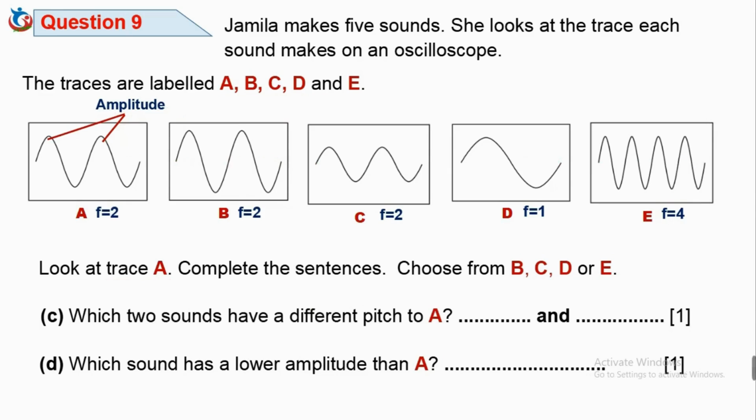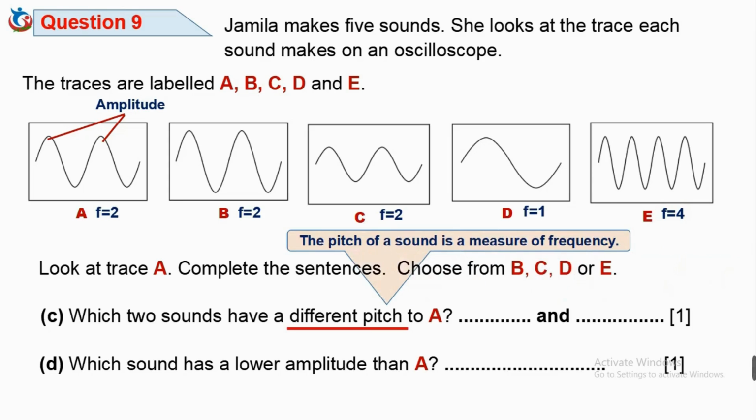Question 9c. Which two sounds have a different pitch to A? To answer this question, you should know that the pitch of a sound depends on the frequency. So the sounds with different pitch to trace A are the sounds with different frequencies. They are sound D and E, having 1 and 4 respectively.